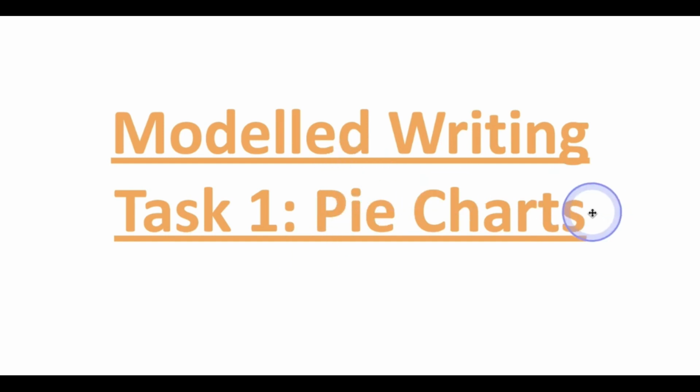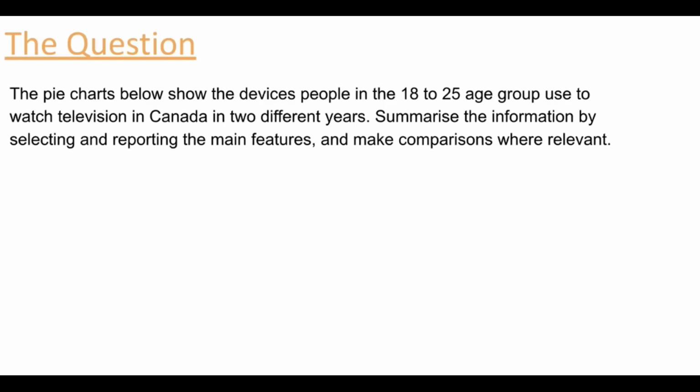which is going to look at pie charts. And this S here shows us that, okay, there might be more than one for this. The pie charts below show the devices people in the 18 to 25 age group use to watch television in Canada in 2 different years. Summarize the information by selecting and reporting the main features and make comparisons where relevant.